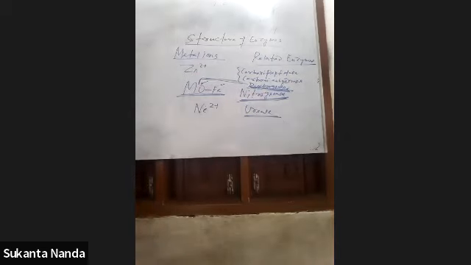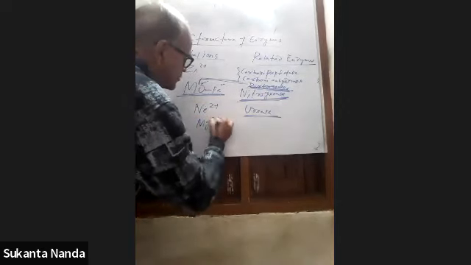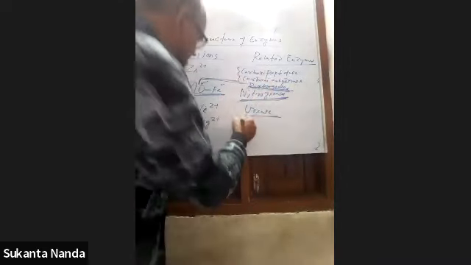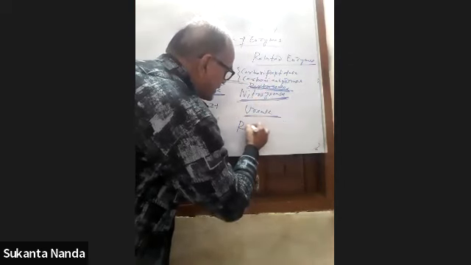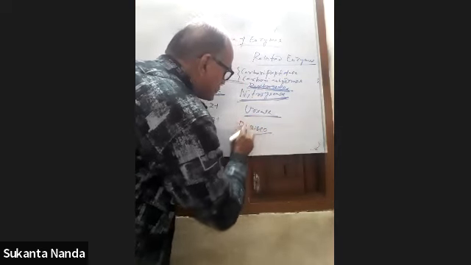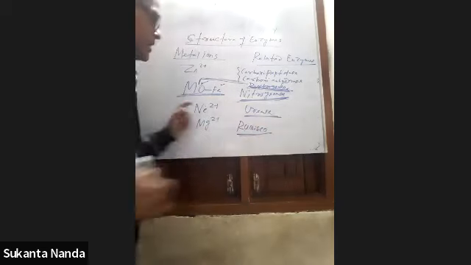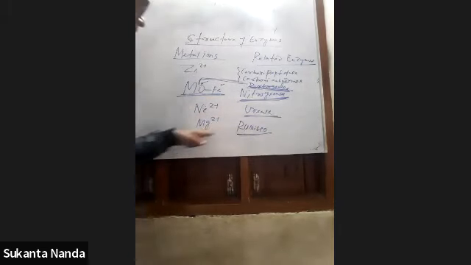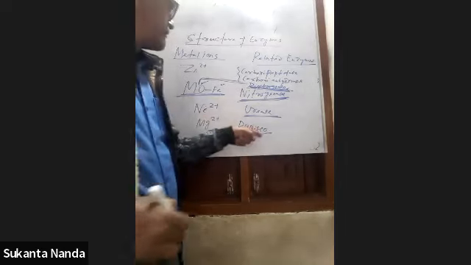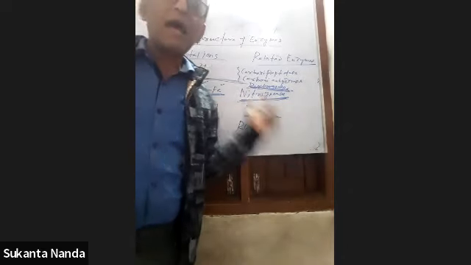Okay, nickel done, then come to magnesium, Mg2+. I have told you about Rubisco. Have you known about Rubisco? Rubisco enzyme completely depends upon magnesium. So a question will be asked: Rubisco depends upon which of the following metal ions? The answer will be magnesium.